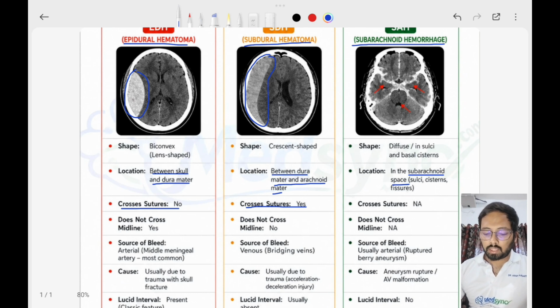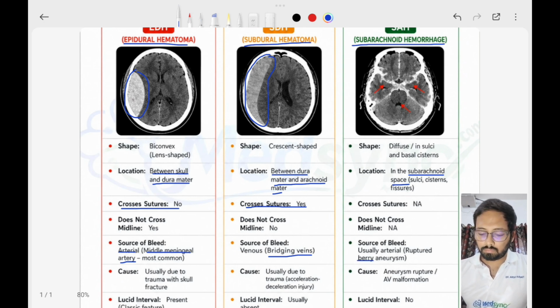The next important thing is source of bleed. The epidural hematoma is arterial in nature, and the most common cause is the middle meningeal artery. The subdural hematoma is due to rupture of the bridging veins, so it is a venous type of bleed. And the subarachnoid hemorrhage is due to the rupture of a berry aneurysm, and it is usually an arterial bleed.